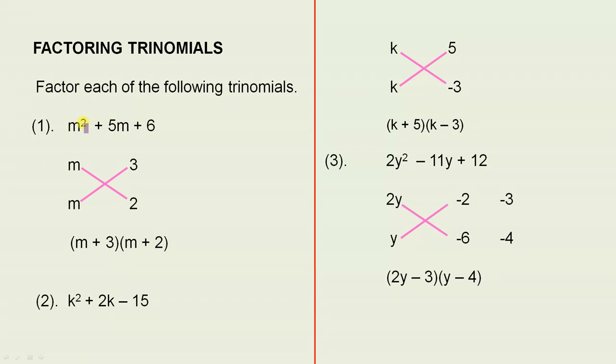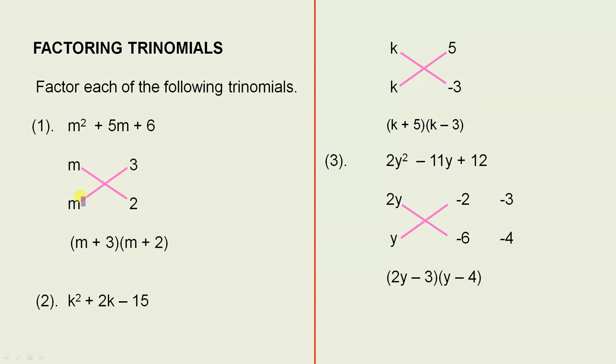Now here's the simple procedure. Here we have m squared. What two terms multiplied together give us m squared? M and m. That's quite straightforward. M times m is m squared. What two numbers multiplied together give us plus 6? Plus 3 and plus 2. 3 2's are 6. Now what happens with this plus 5m here?